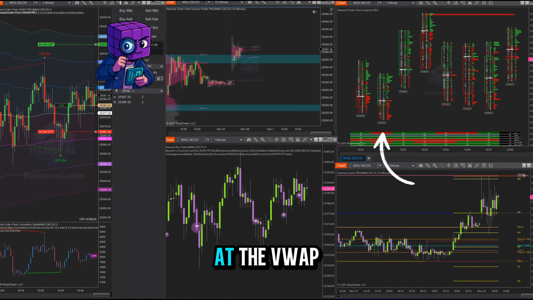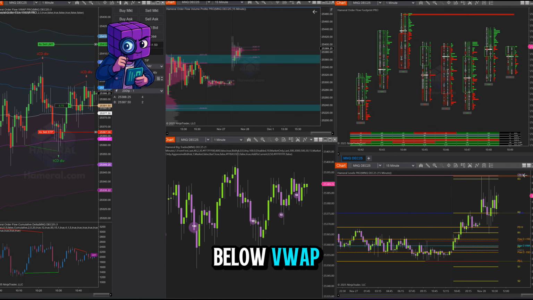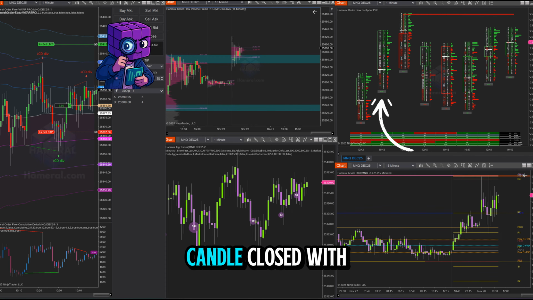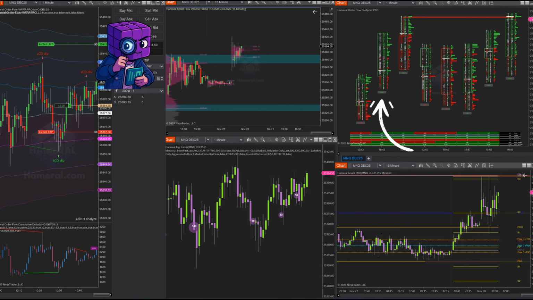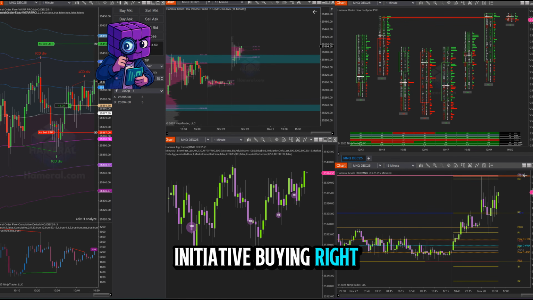On the footprint, at the VWAP touch, sellers hit the tape aggressively, trying to push price below VWAP. Despite the heavy sell orders, price didn't break down. Suddenly, a wave of buy orders appeared, and the next candle closed with positive delta. Classic absorption plus initiative buying right at a key level.